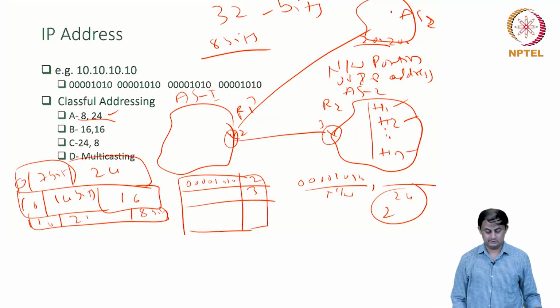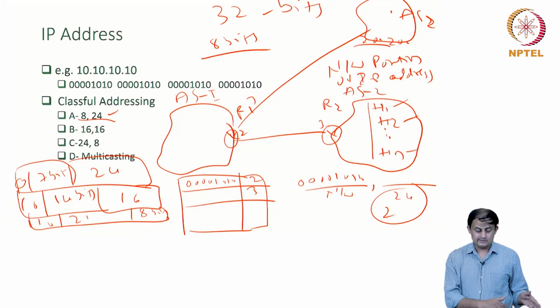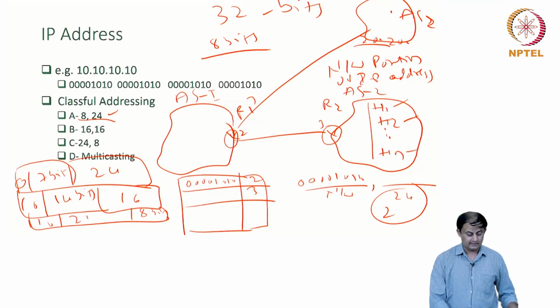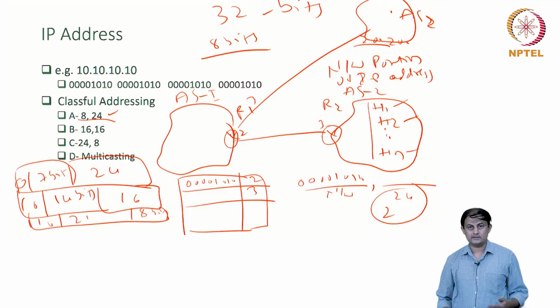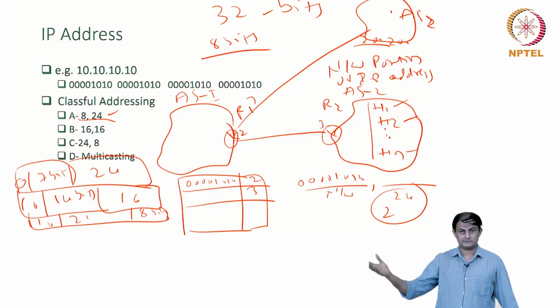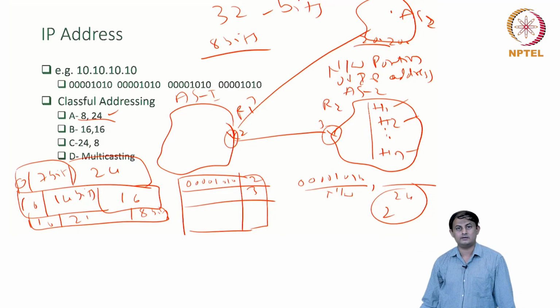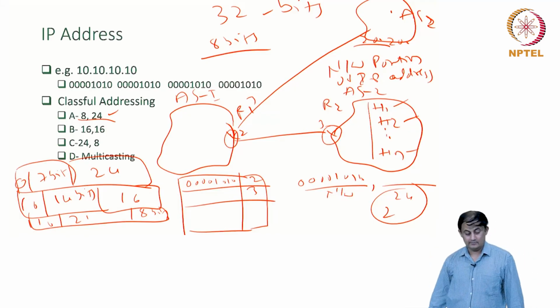So the question is, if I use class A, then the number of routing table entries that I probably require is 2 to the power of 8. If I use a class B address, the number of routing table entries in the router is 2 to the power of 16. And if I use a class C address, the number of routing table entries would be 2 to the power of 24, which is also quite a big number.